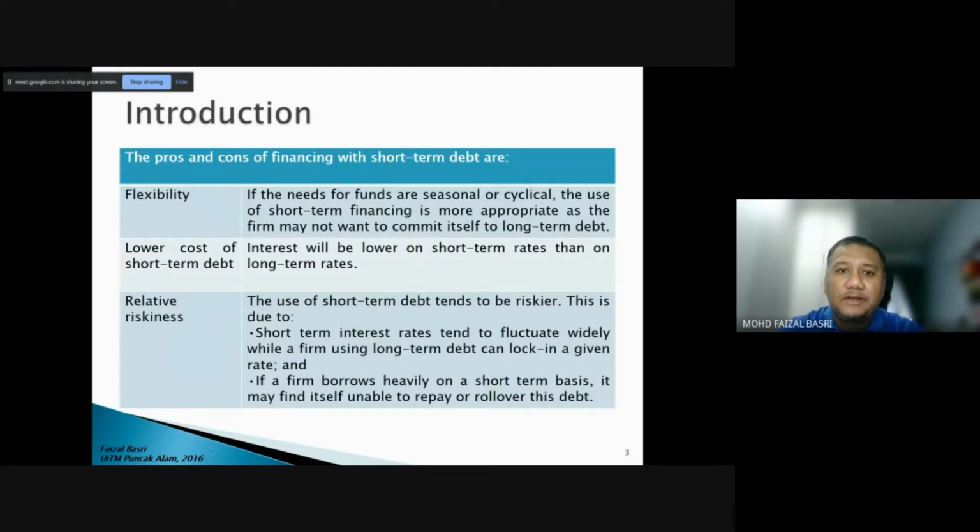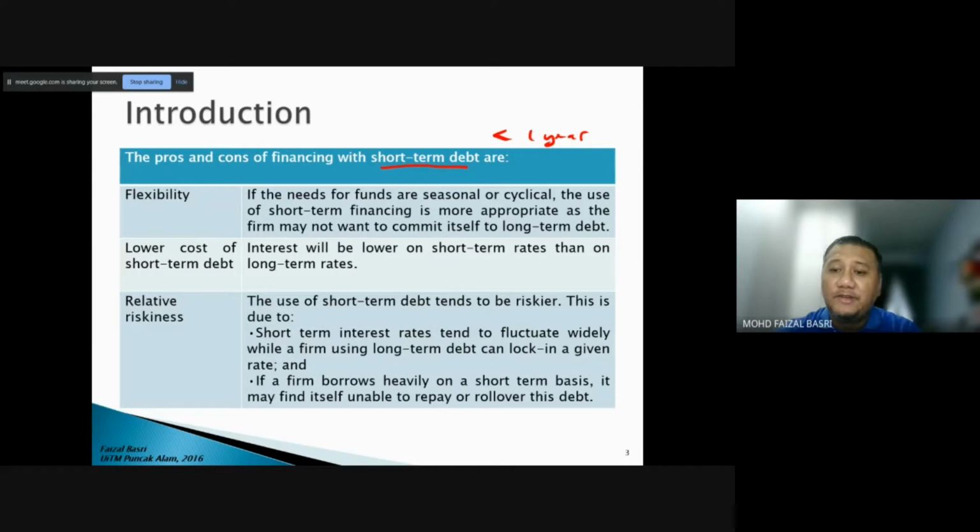So the pros and cons of using short-term financing: obviously in terms of flexibility, because it usually matures within a year. When we talk about short-term financing, it will last less than 1 year, so 3 months, 6 months, 9 months, with a maximum of 12 months. The cost is sometimes cheaper, in terms of the interest or profit charges from the financier.